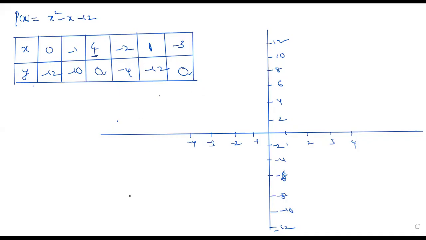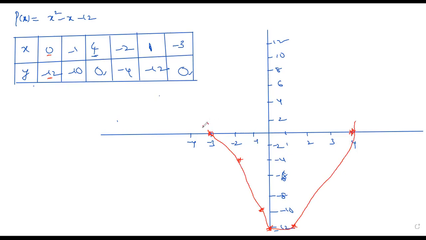Just look at the values. This x coordinate is 0 and y coordinate is minus 12. Next, x coordinate is minus 1 and y coordinate is minus 10. x coordinate is 4 and y coordinate is 0. Then minus 2 and minus 4, and 1 and minus 12, and minus 3 and 0. So if you draw this, you get a graph like this.